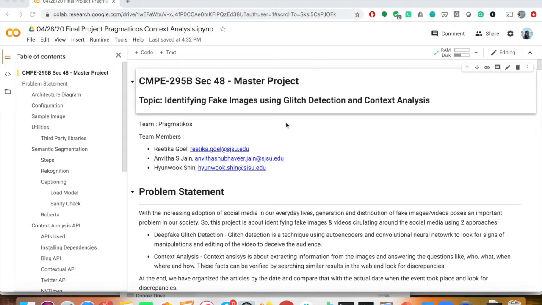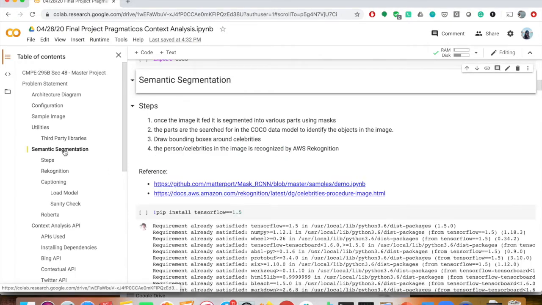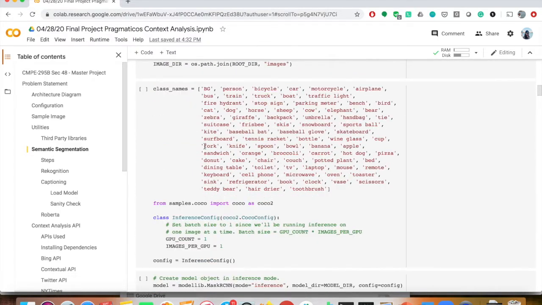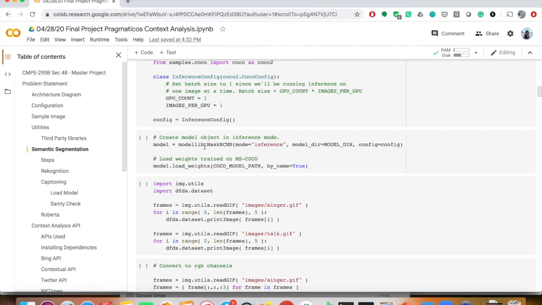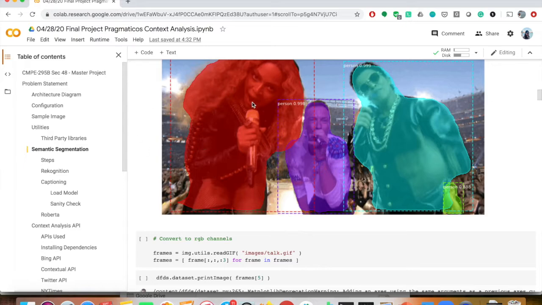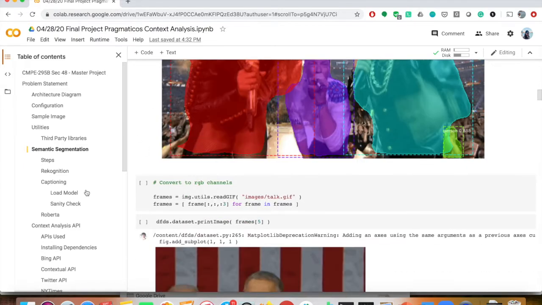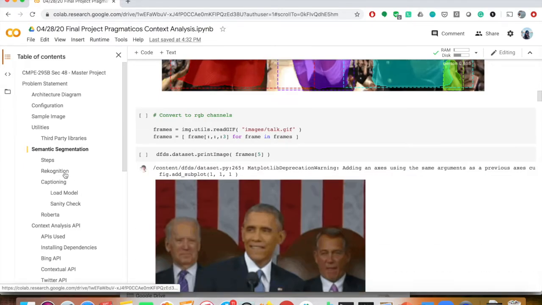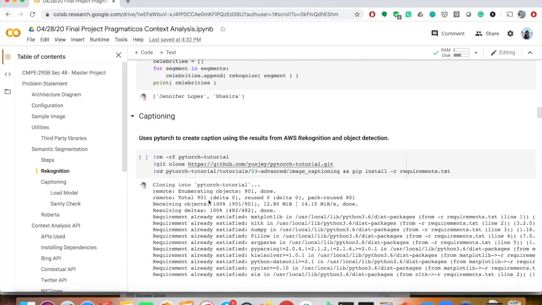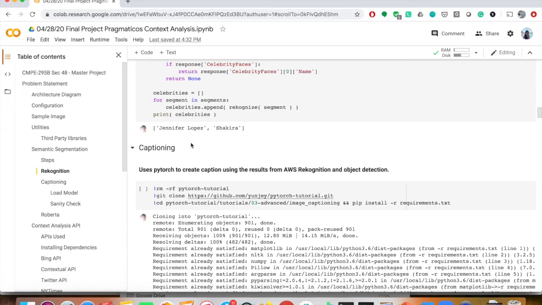We have used this notebook for the context analysis part of our project. We use the Mask R-CNN model for the semantic segmentation. Here we use the COCO data model to identify the different objects in the image by drawing bounding boxes around them. Then we use AWS Rekognition to recognize the celebrities in the given image. Here we can see it recognized both JLo and Shakira.